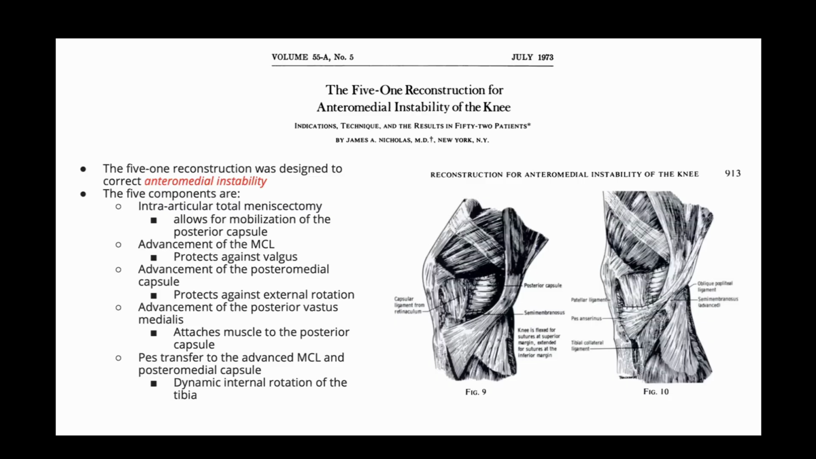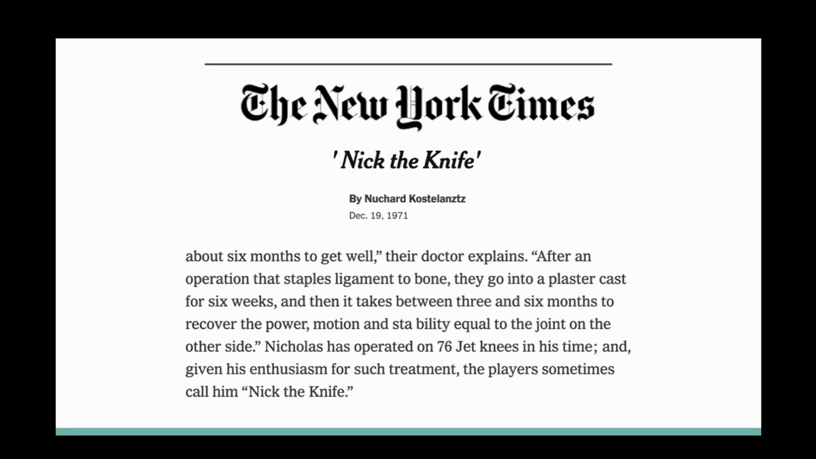Patients were immobilized after the surgery, and he did this to quite a few professional athletes. And this is an article from the New York Times in '71 that after an operation that staples ligaments to bone, patients go into a plaster cast for 6 weeks, and then it takes 3 to 6 months to recover power, motion, and stability. James Nicholas has operated on 76 Jet knees, and because of his enthusiasm for such treatment, players call him Nick the Knife.